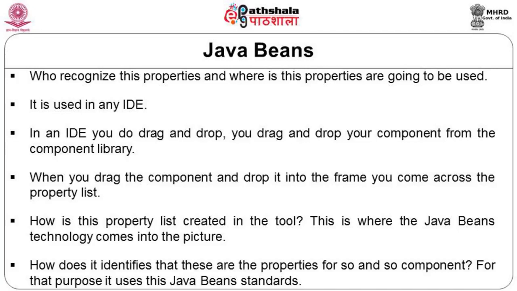That is where this JavaBeans technology comes into picture. How does it create that? How does it identify that these are the properties in the so and so component? For that purpose, yes, it uses these Java Beans standards. We have some standards. One of those, a very simple way as we have seen so far, is if we want to have a property, we will have a pair of methods, a get and set method.